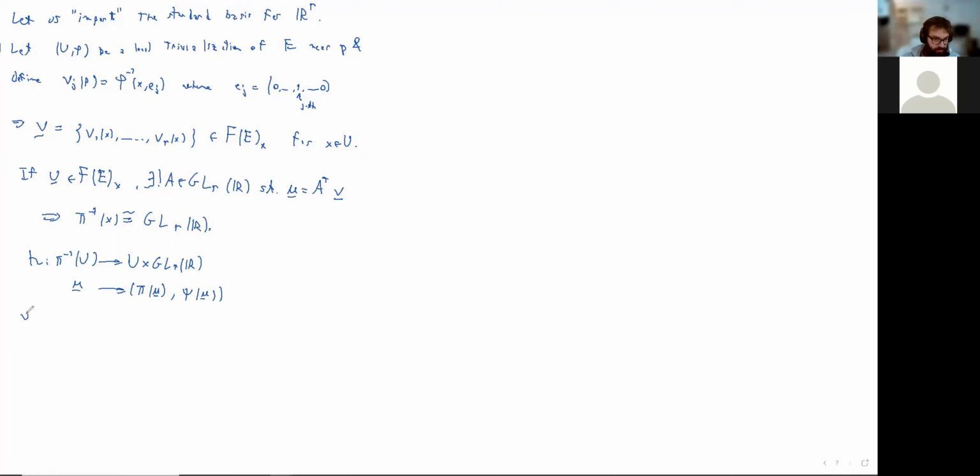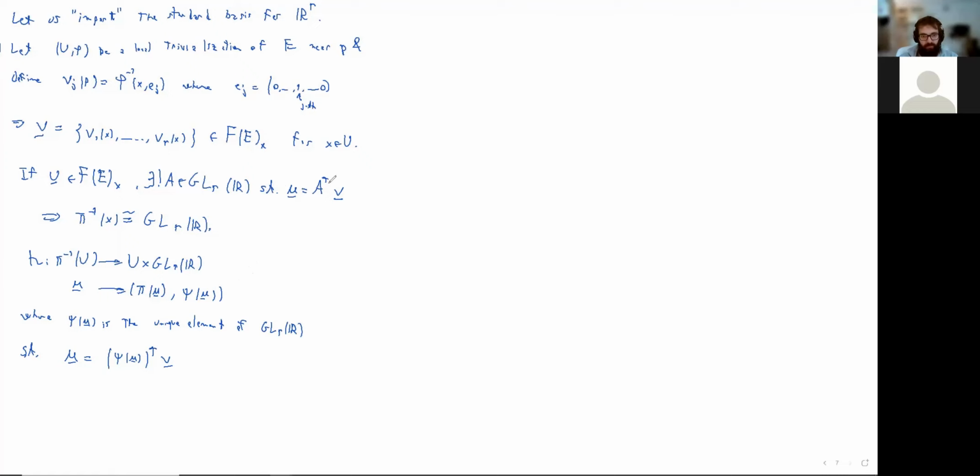And what is psi? Psi of U is the unique element of GL(R, r) such that U is psi U transpose V. So this is how we give this diffeomorphism with GL(r). We say that there is a unique matrix that does this. Well, let's just take it.